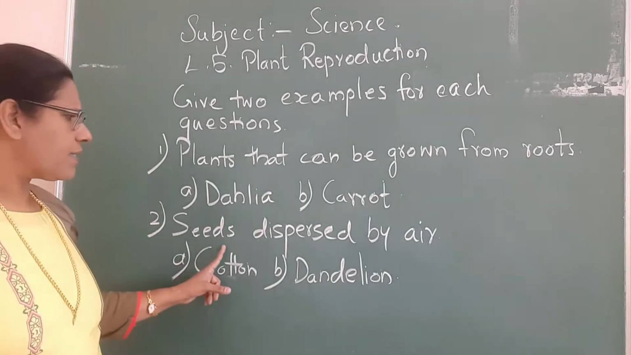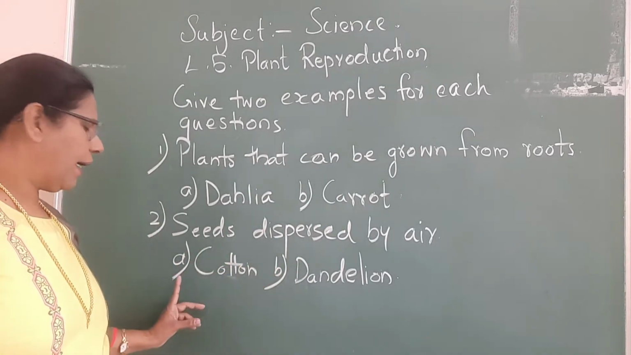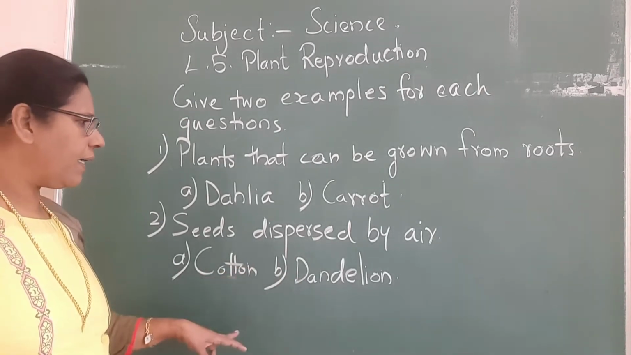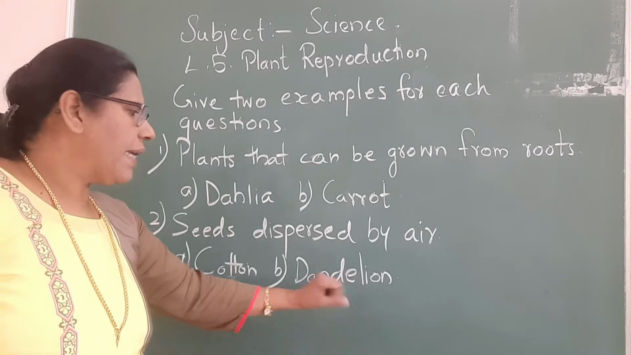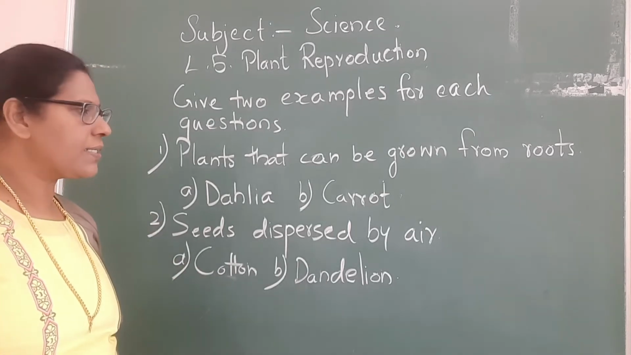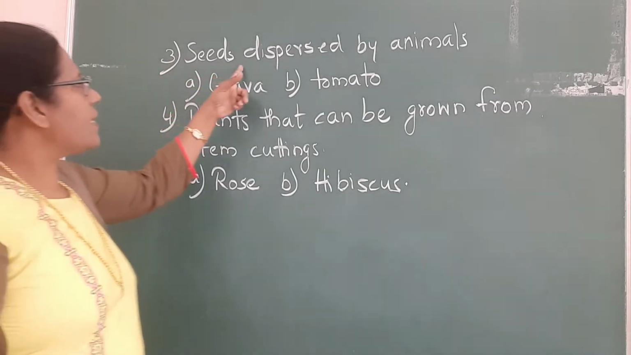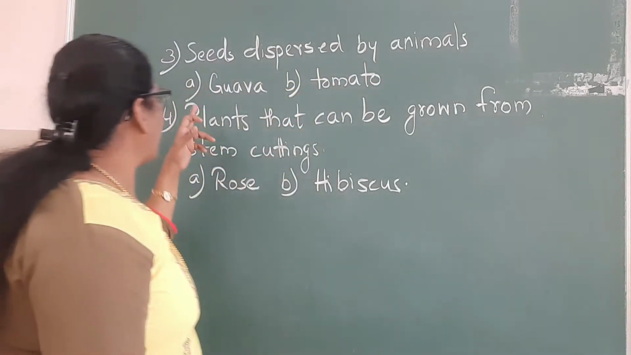Second question, seeds dispersed by air. Cotton seeds are dispersed by air. Same with dandelion seeds, also dispersed by air. Number 3, seeds dispersed by animals.